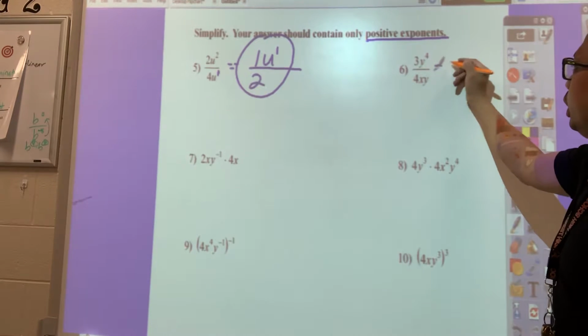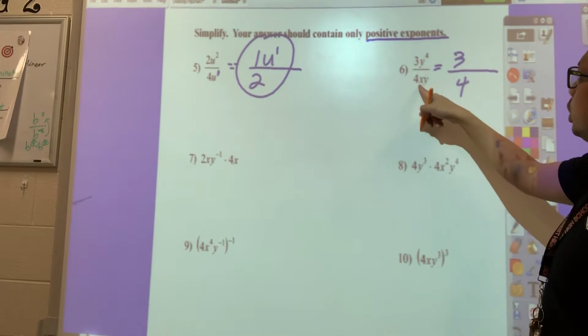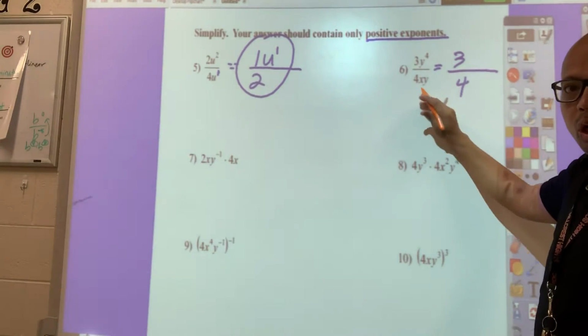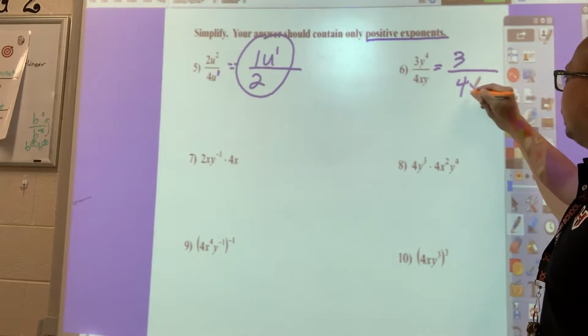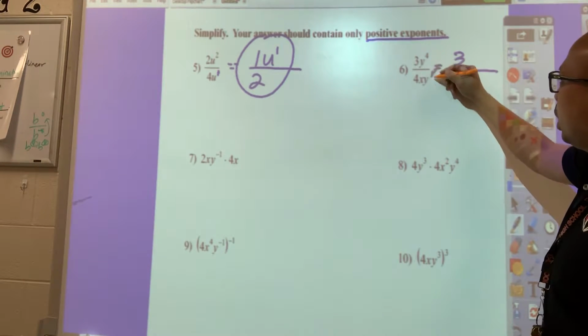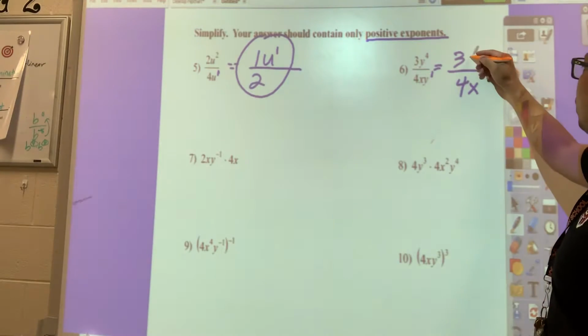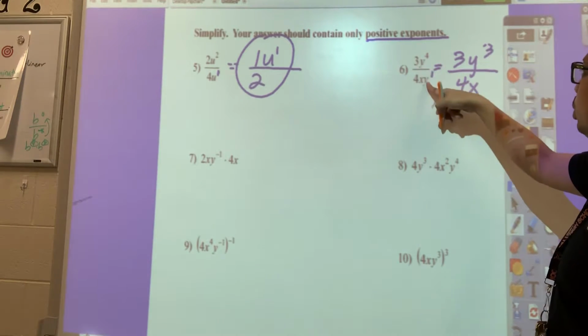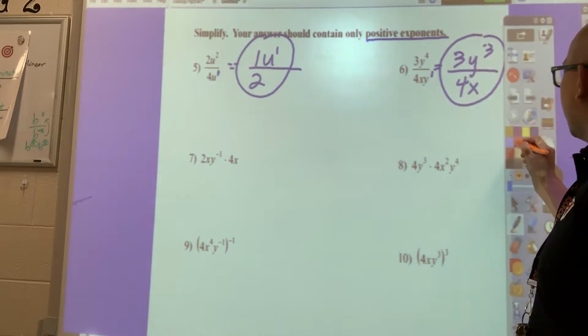3 divided by 4, you just write 3 over 4. There's no other x's there, there is only one x in the bottom part, in the denominator, so we'll leave it there. y to the 4th divided by y to the 1, you subtract 4 by 1, y to the 3rd power. Since 4 is bigger than 1, you keep it on top there.